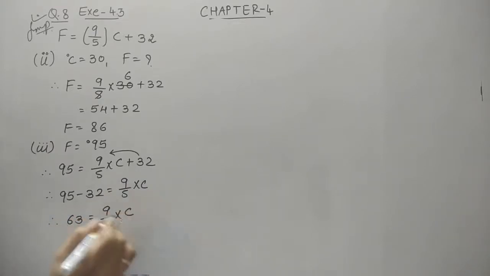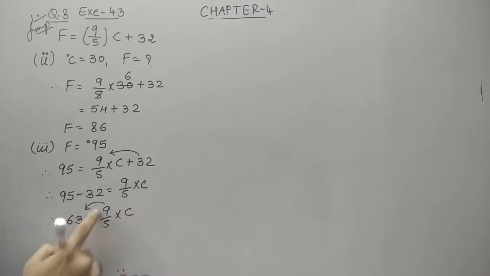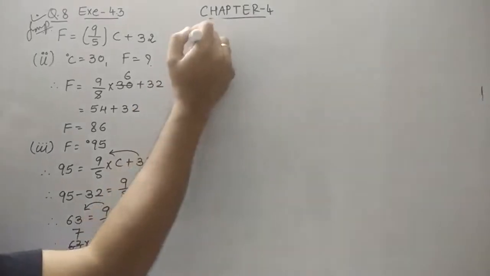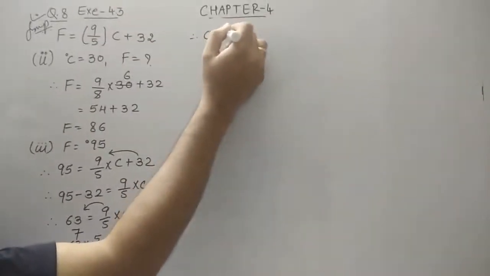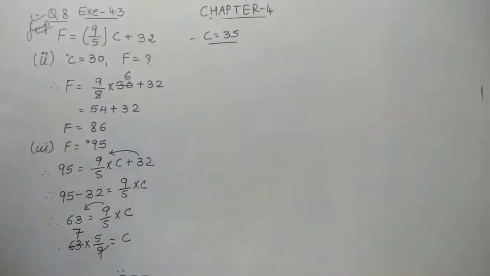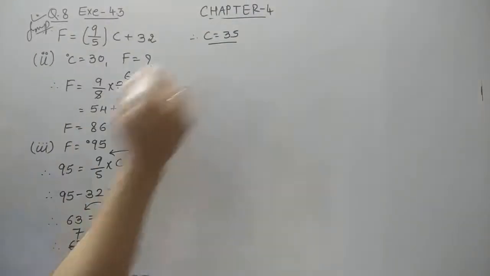To obtain the value of C, we will take both the terms to the left hand side. As they are in a product, when they come to the left hand side, we have to multiply with the inverse number. So 5 comes in the numerator, 9 comes in the denominator. So 9 sevens are 63. So here we can see that the value of C we obtain is 7 fives are 35. So this is the answer of the third question. Let us move towards the fourth question.